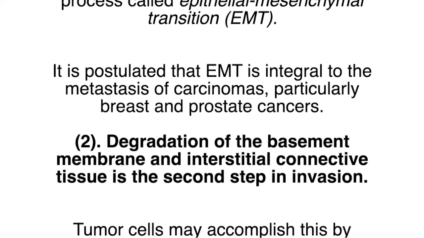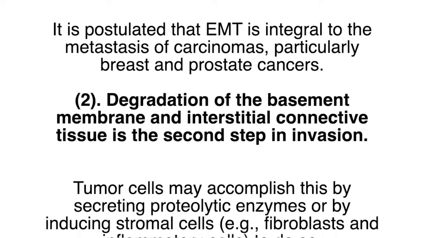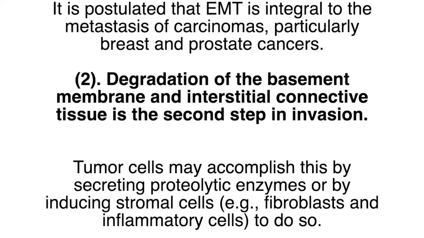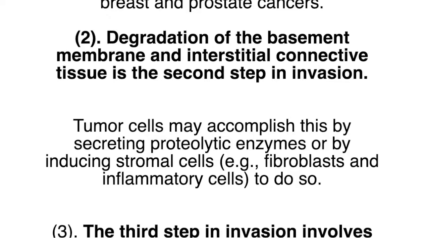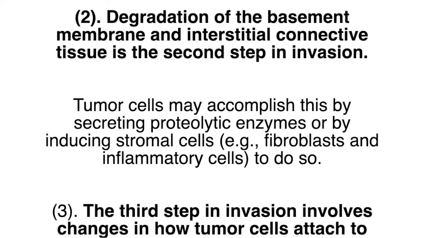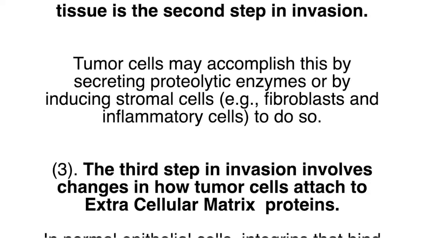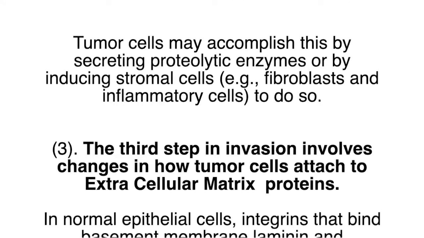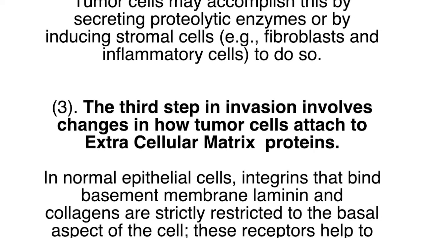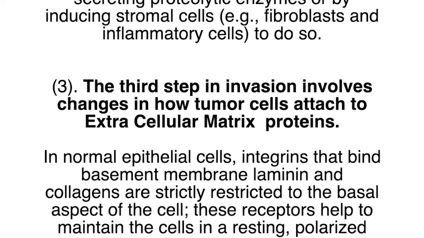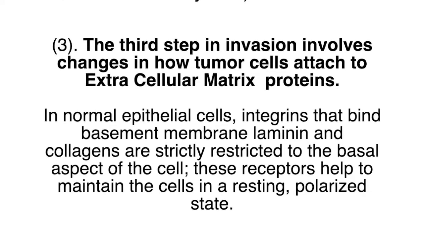2. Degradation of the basement membrane and interstitial connective tissue is the second step in invasion. Tumor cells may accomplish this by secreting proteolytic enzymes or by inducing stromal cells, for example fibroblasts and inflammatory cells, to do so. 3. The third step in invasion involves changes in how tumor cells attach to extracellular matrix proteins.